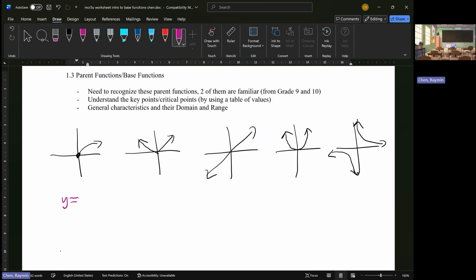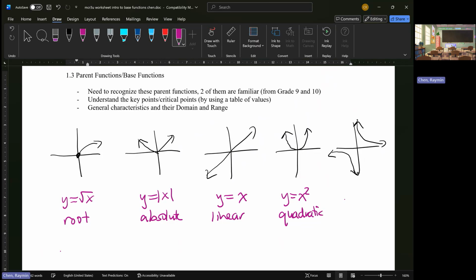This is y equals root x, and it is clearly the root function. This is y equals absolute x, and it's the absolute function. This is y equals x. This is the linear function. This is y equals x squared, and it's the quadratic function. And this is y equals 1 over x, and this is the reciprocal function.